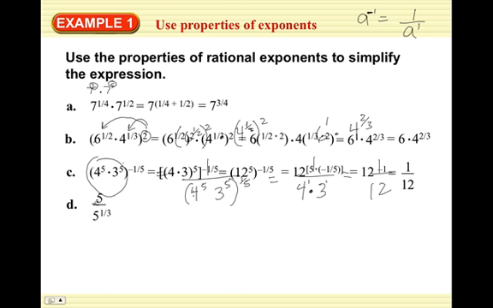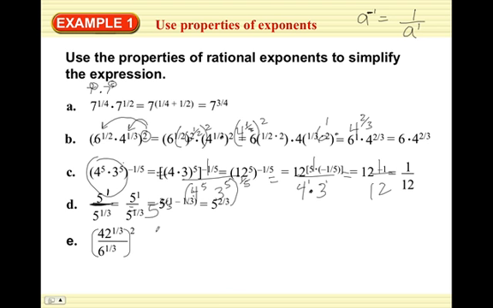This is 5 divided by 5. They have the same base, which means we can just subtract the exponents. So this equals 5 to the 1 minus 1/3. Hopefully you can do that in your head. 1 minus 1/3 is 2/3. But once again, you can put that in the calculator. Type in 1 minus parentheses 1/3 and you get 2/3. So 5 to the 2/3 power is your answer. Be able to use that property.